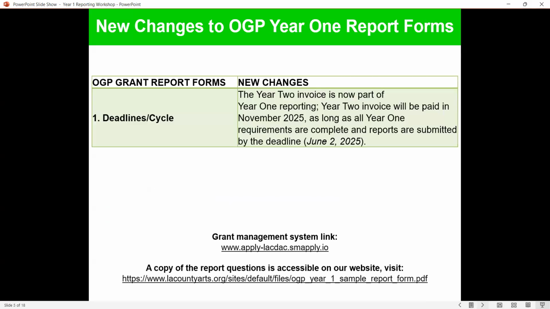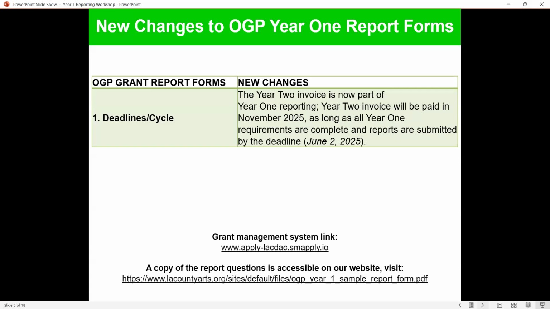And some new changes. The only real new change this year is that the Year 2 invoice is now part of your Year 1 reporting. So the Year 2 invoice will be paid in November 2025, as long as all of your Year 1 requirements are complete and your reports are submitted by the deadline of June 2nd, 2025.